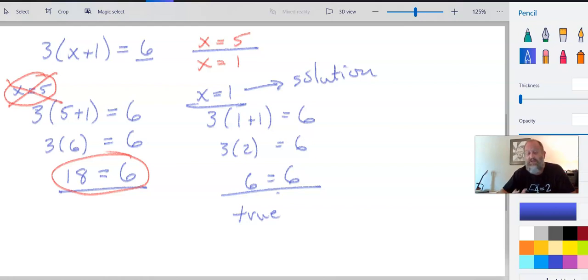And by the way, this is also a very good way to check your answers. When you get an answer at the end of a problem, if it's supposed to be a solution, you should be able to plug it back into the original equation and get a true statement out of it. So that's what you're going for, you're looking for a true statement. In fact, mathematics is all about the pursuit of truth.